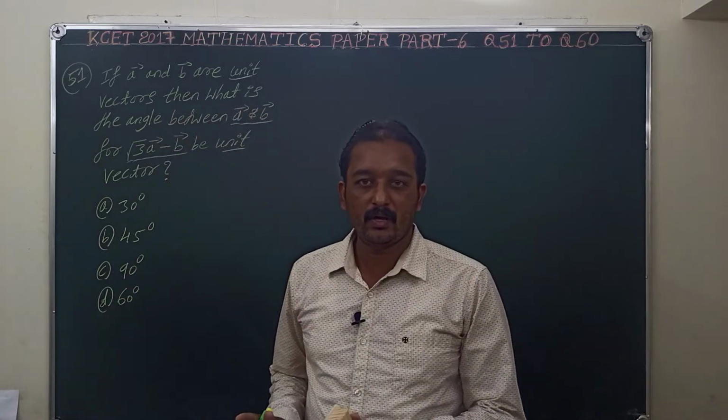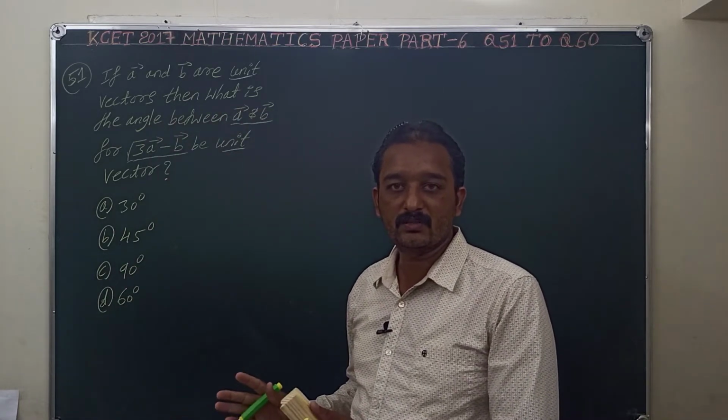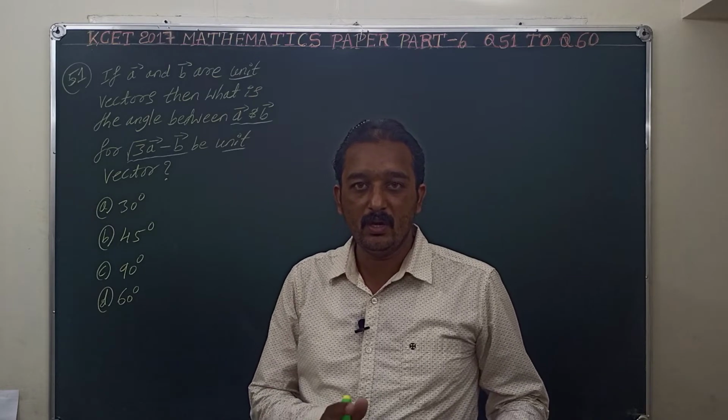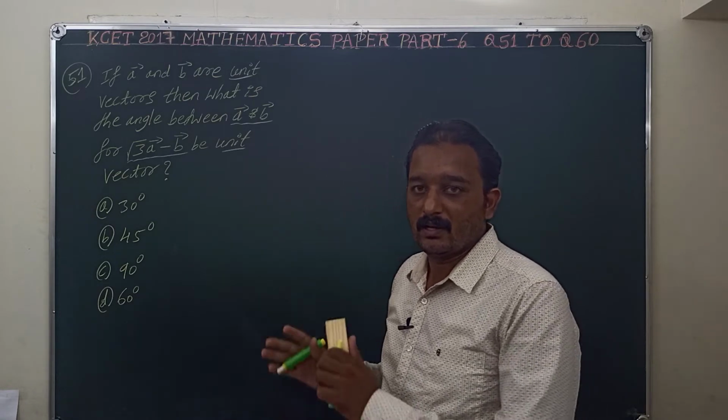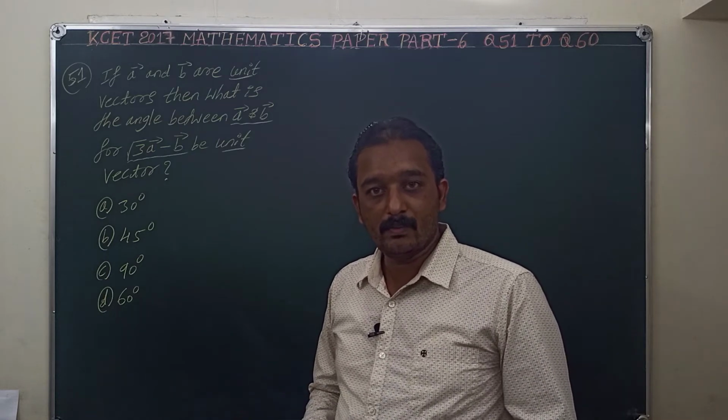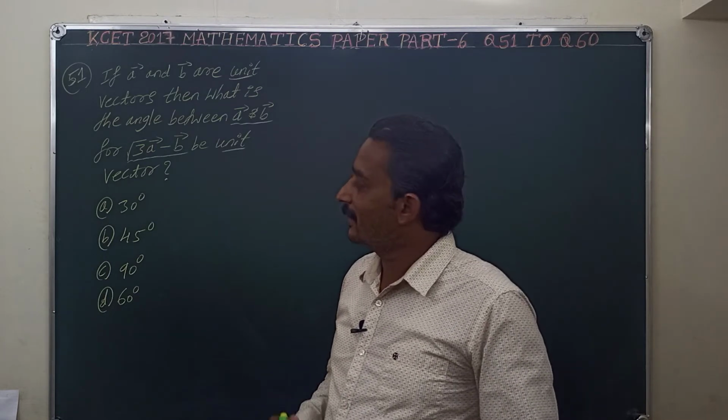In this video, I am going to solve KCET 2017 Mathematics paper part 6 from question number 51 to 60. So now let us move on to the first question. This question is based on the chapter vector, particularly the angle between vectors. Let us see the question.